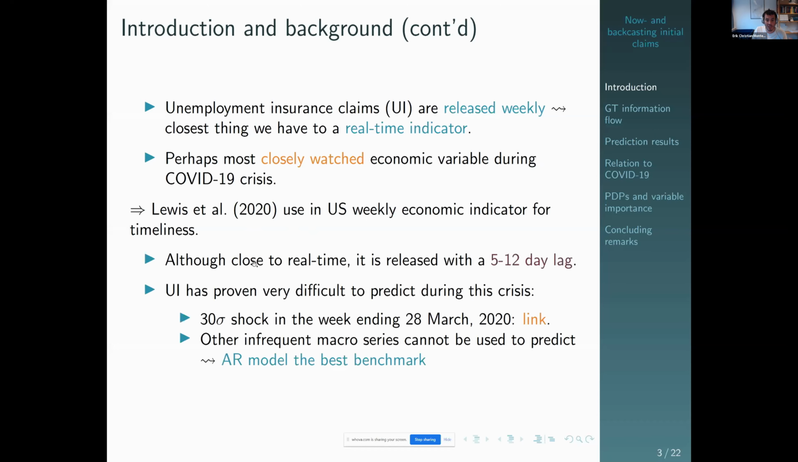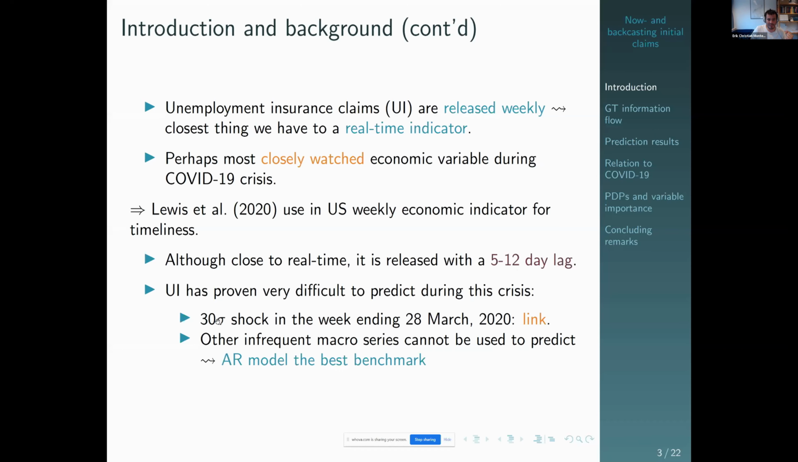And although the variable is close to real time, it is actually released with a lag. And then you could say, okay, 5 to 12 days, which is the lag for this variable, is not that long. But as we saw by the focus that there was from news and media outlets on this variable, even this 5 to 12 day lag is pretty bad when shocks are this big.